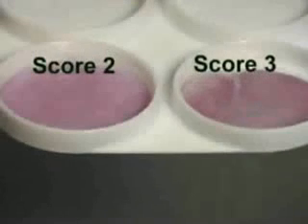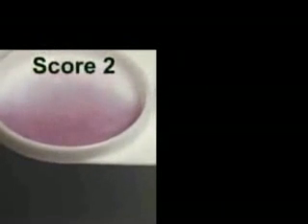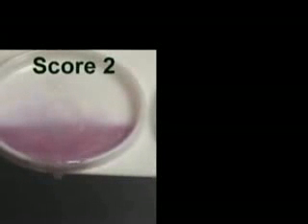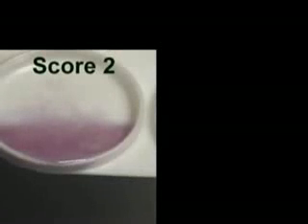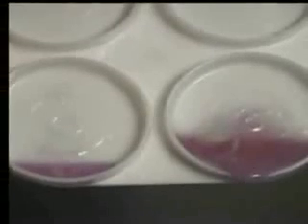Let's come back to the score 2 mixture. When you pour it out, a gelatinous mass falls out and may leave some liquid in the cup. When you pour out the score 3 mixture, a gelatinous mass also falls out, but without leaving any liquid behind.